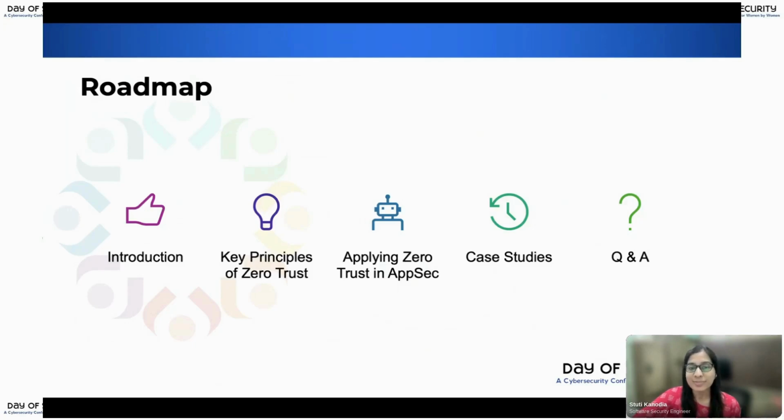Please bear with me, these are some theoretical concepts that we will be going through, and then we'll come up with some case studies that will be engaging and interactive, and that will help us build a good understanding around zero trust in application security. And then at the end, we'll move to the Q&A session. So yeah, let's proceed.